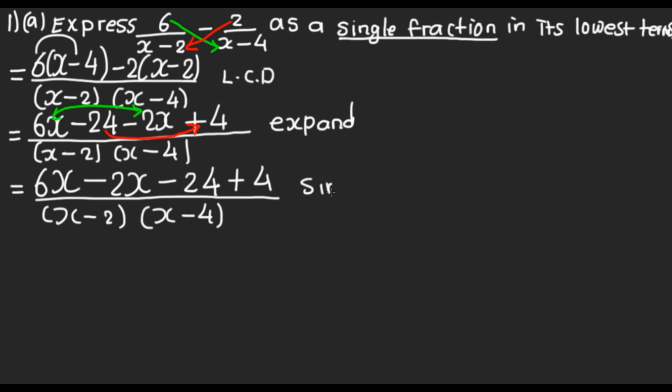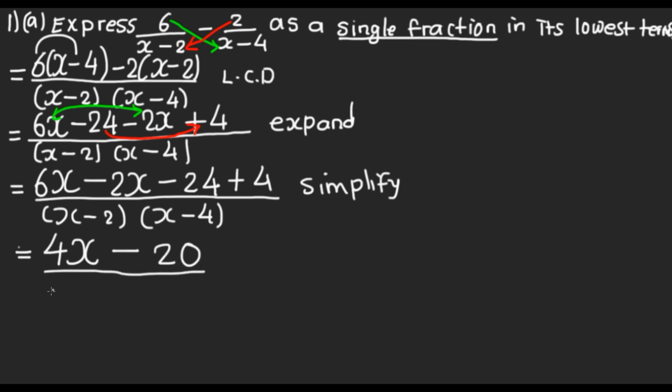So here, you simplify by doing some algebra. Positive 6x minus 2x is, since we have different signs, we subtract and get positive 4x. Negative 24 plus 4, we subtract, and our final answer will be negative 20, since the bigger number has a negative sign, divided by the same denominator.